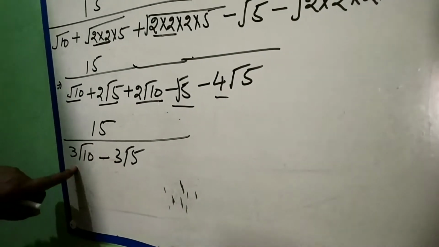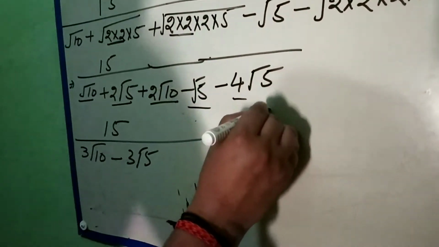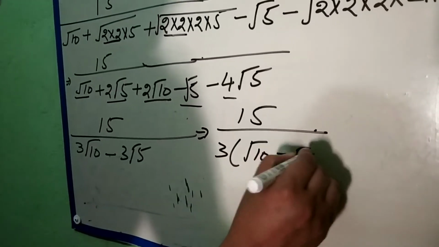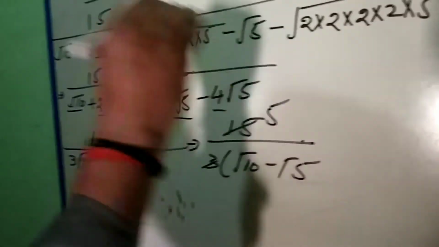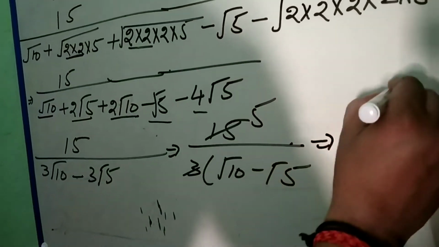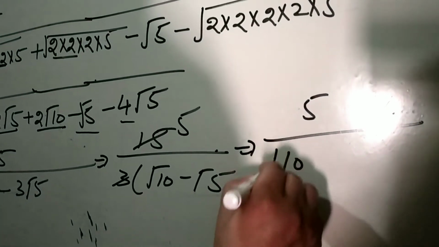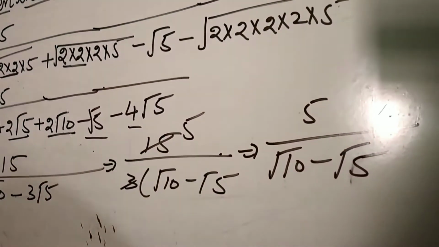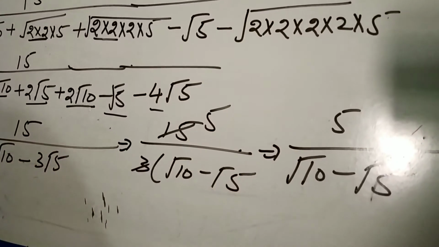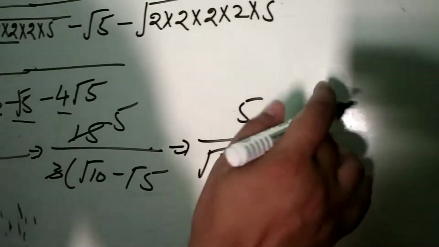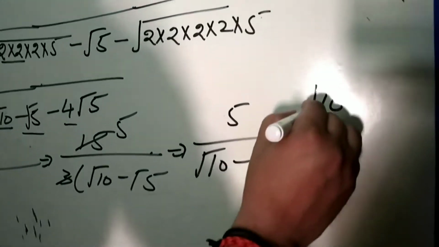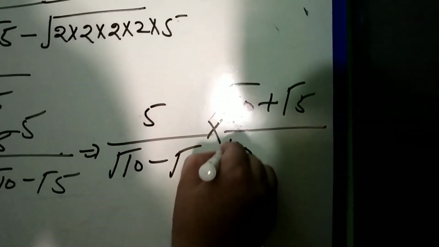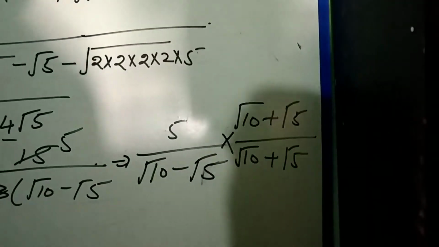So in the denominator 3 could be taken common. Take it: 15 upon 3 common, root 10 minus root 5. These 3 could be cancelled with 15. So here it could be written as 5 upon root 10 minus root 5. Now we can rationalize it, as the denominator is irrational, so we need to rationalize that. So what will be its rationalizing factor? Root 10 plus root 5, the same numbers with opposite sign.